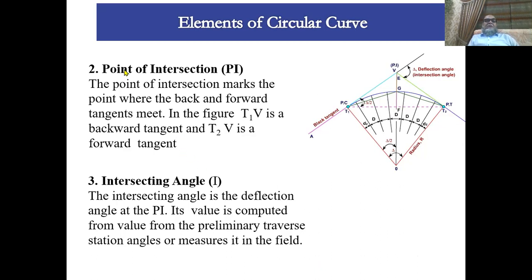So this point PI, what is a PI? This is a point of intersection, which marks a point where the back and the forward tangent meet. In the figure, T1V is a backward tangent and T2V is a forward tangent. Then there is an intersecting angle. The intersecting angle is the deflection angle at the PI. Its value is computed from preliminary traverse station angles or measured in the field.